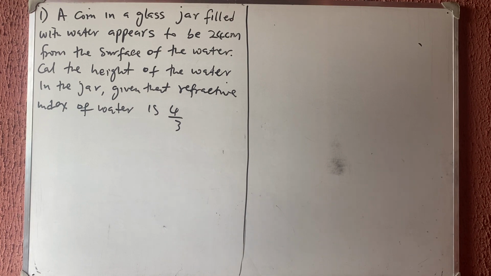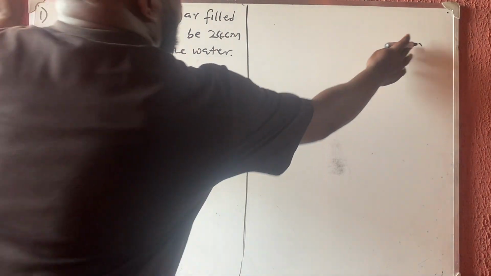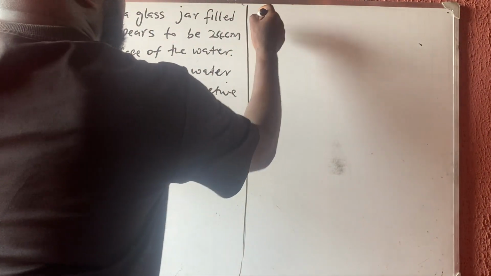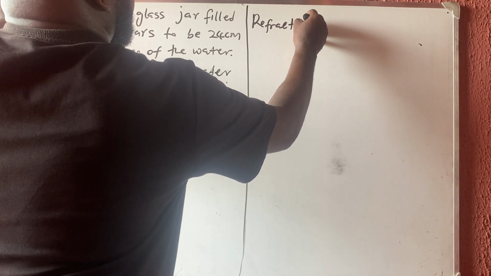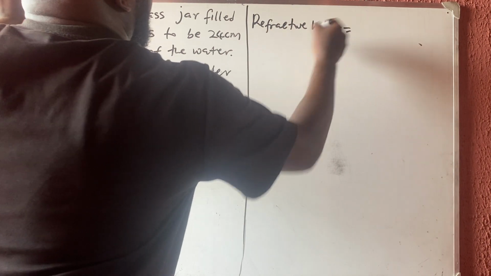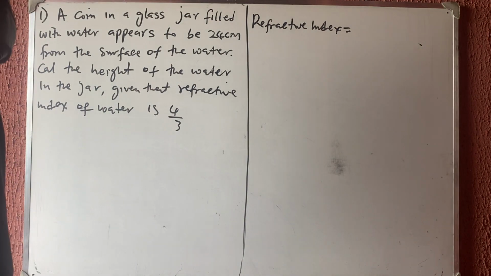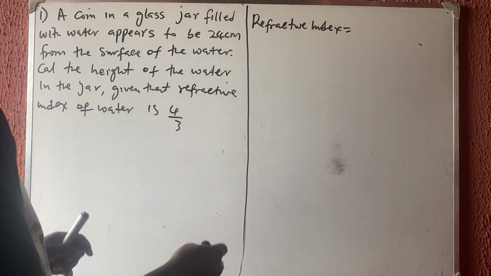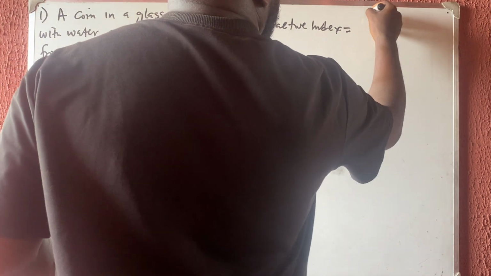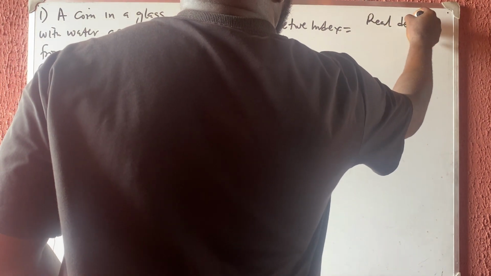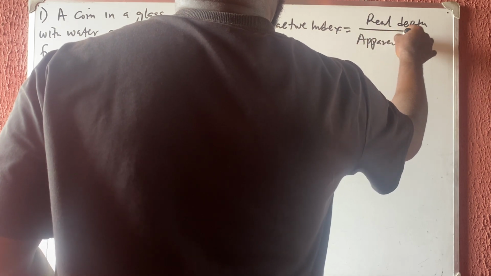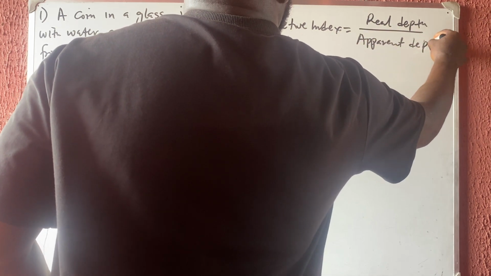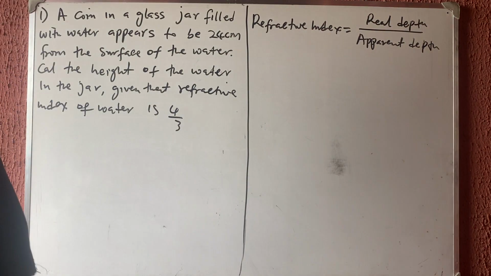All right. Now, I forgot to tell you something. Please note, before you write this question, know that refractive index is equal to the real depth over the apparent depth. Please note that it is the real depth over the apparent depth. Very important. So let us now do the solution.